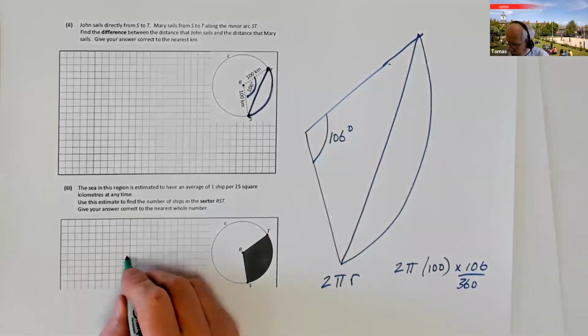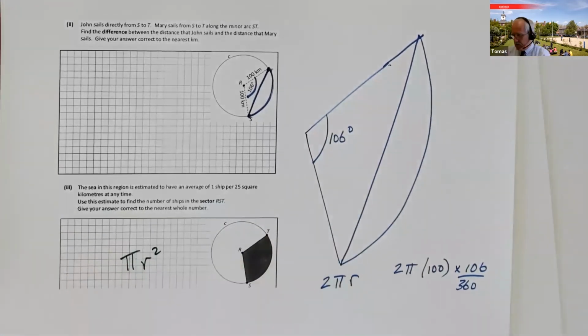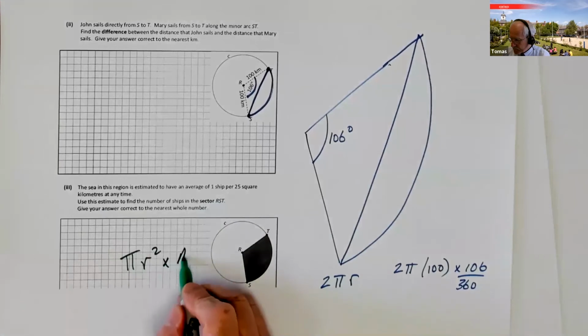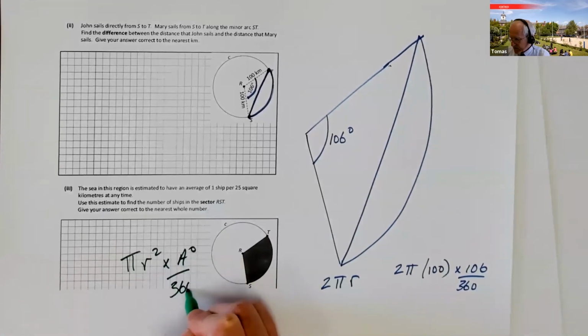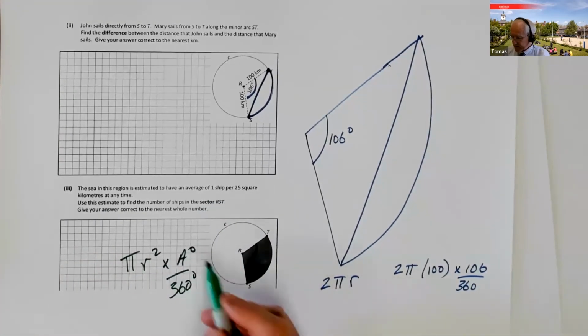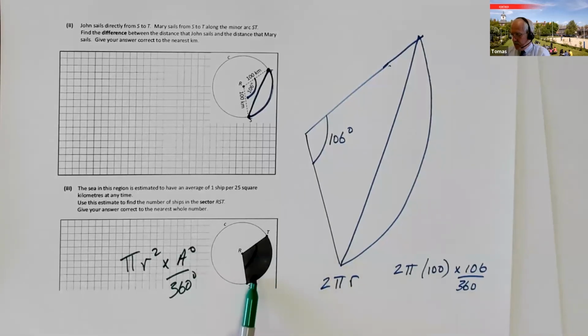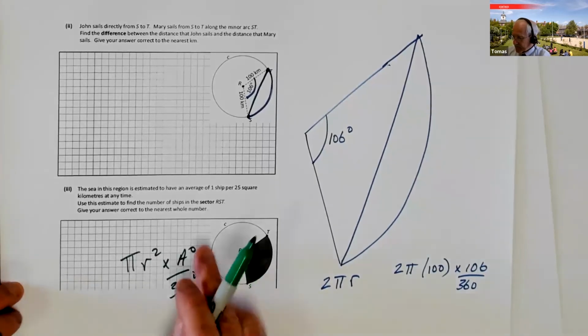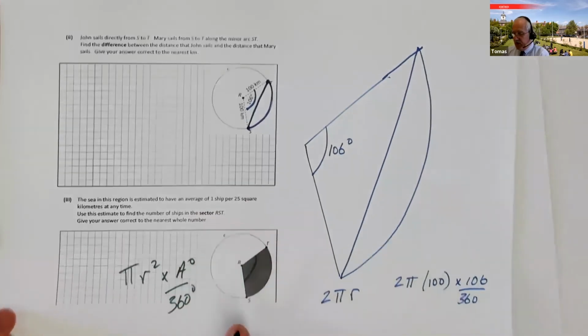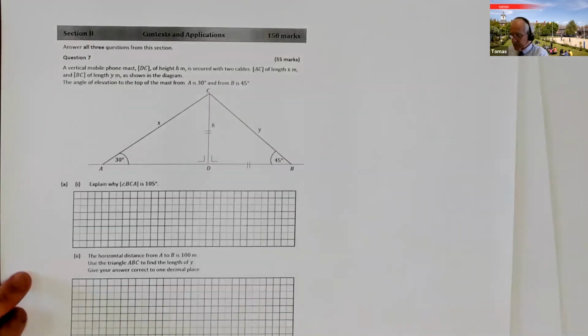So it's pi r squared, the area of a circle, times the angle over 360, and the angle is 106. So that's the amount of area in that space. And then, fine, that's the area in the space, and if there's one ship for every 25, divide by 25. And that's that.